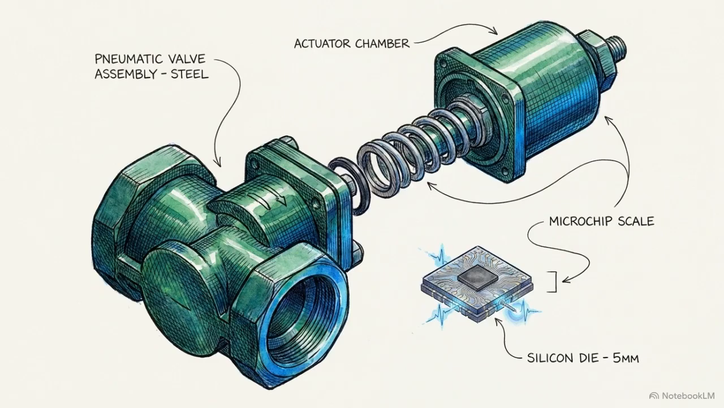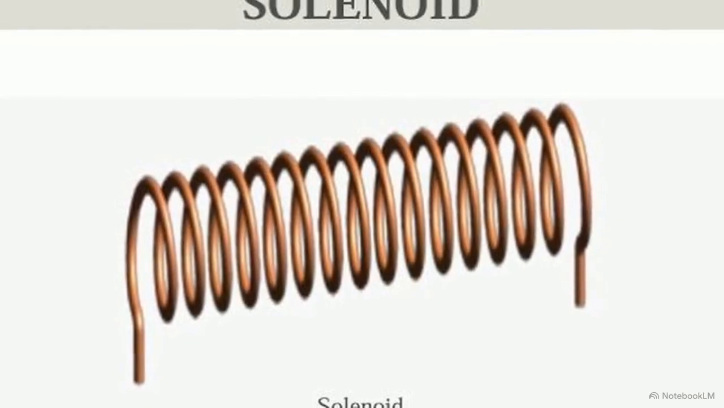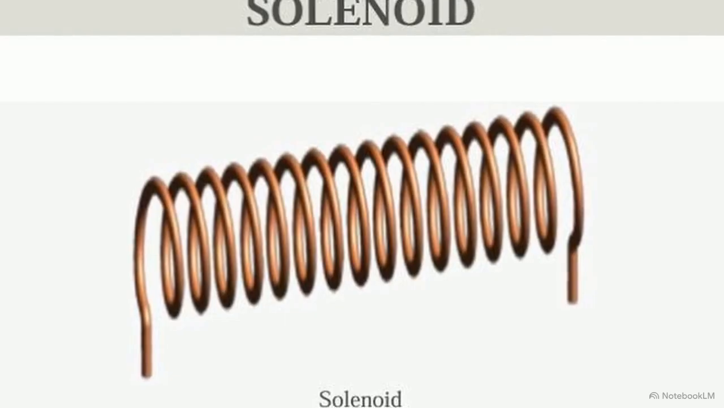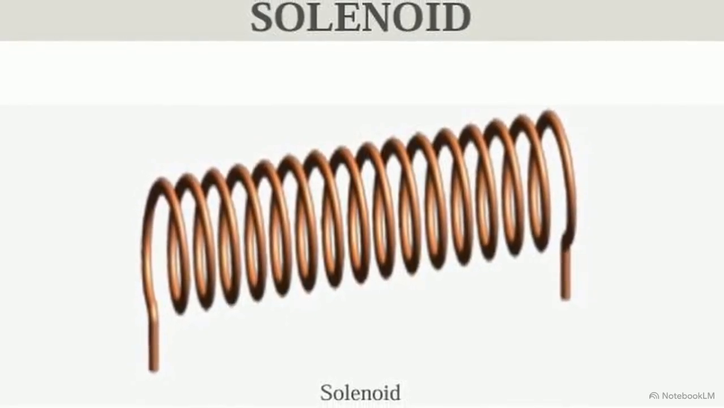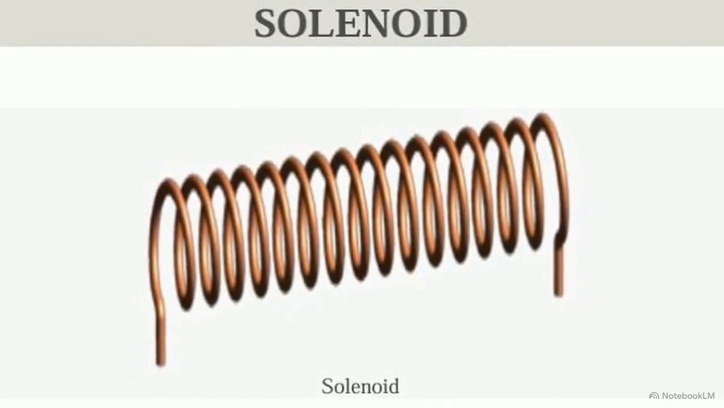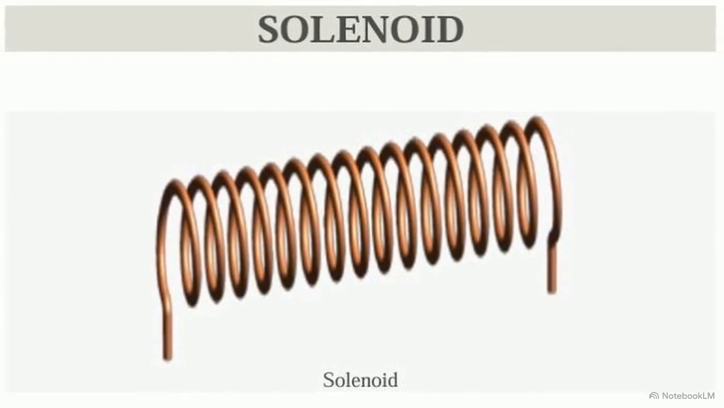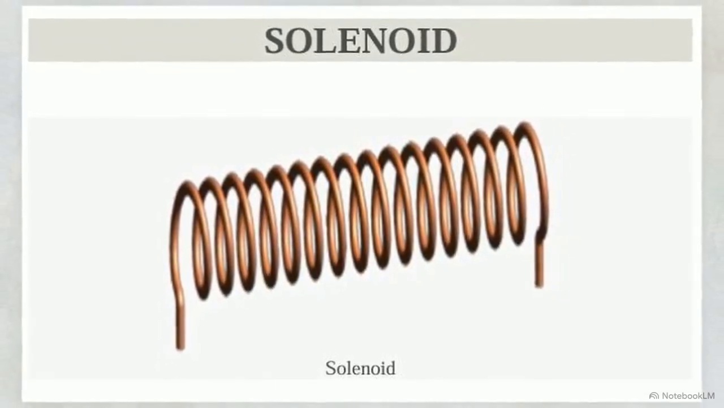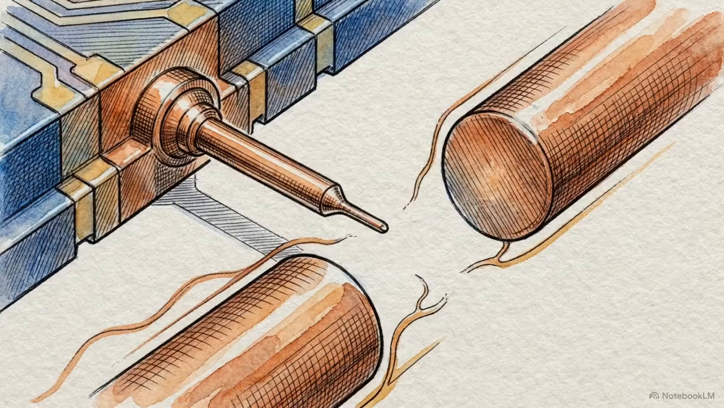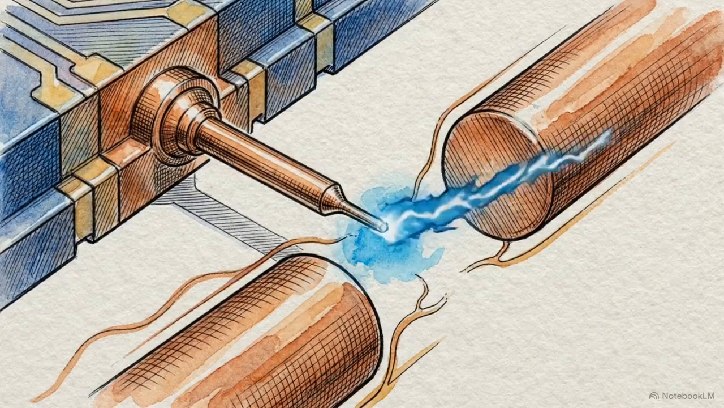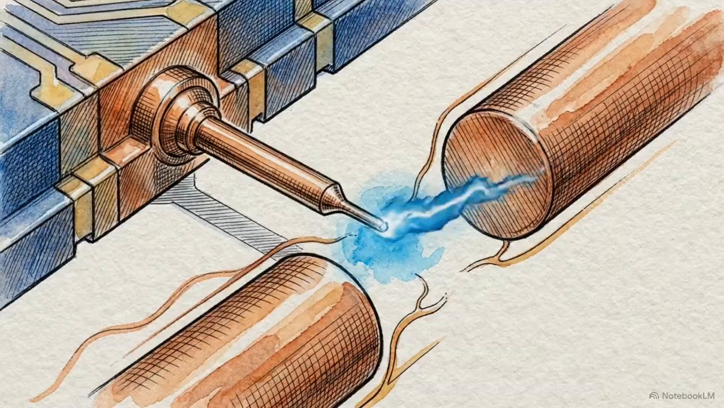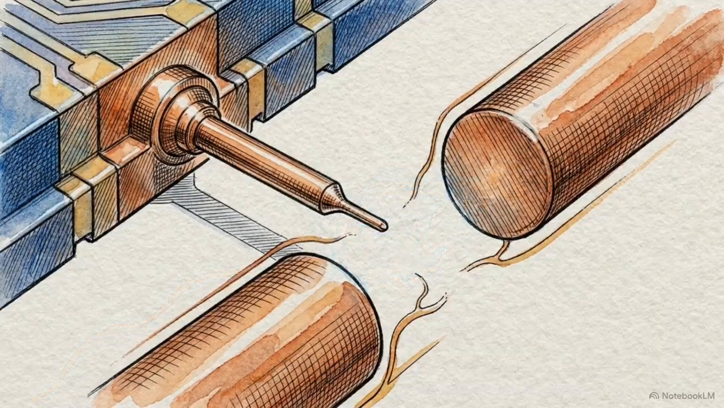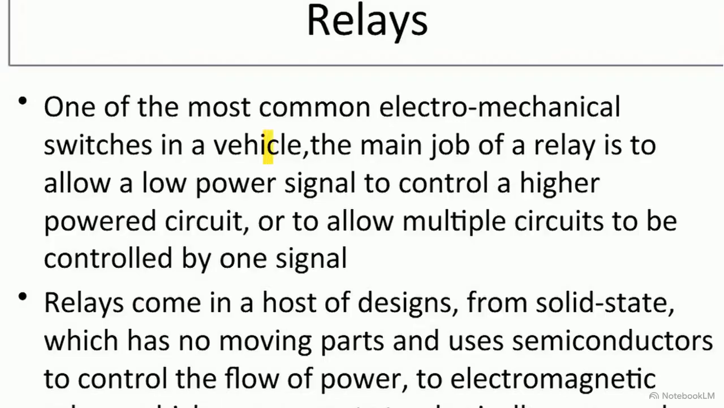The process begins with a solenoid. As shown here, a solenoid is a coil of wire wound into a tightly packed helix. Passing electric current through it generates a uniform magnetic field, turning the coil into an electromagnet that can physically pull open a pneumatic valve. But we immediately hit a power gap. The tiny electrical currents leaving a computer processor are too weak to power the solenoid directly. To cross this gap, engineers use an electromechanical switch called a relay.